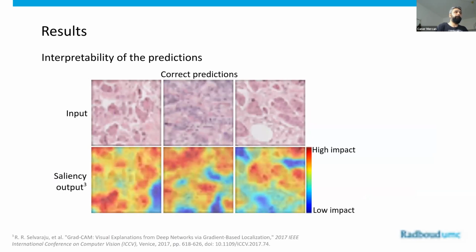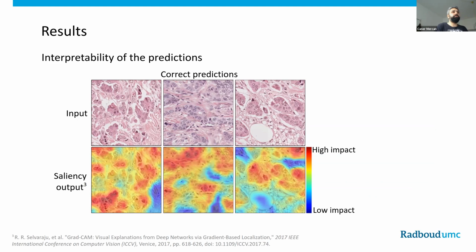Of course, making correct predictions is important, but it's more important to show that it's making the predictions based on the correct reasoning. Here, there are 3 examples of correct predictions, and we used Grad-CAM to highlight the areas that played a great role in the predictions. In these examples, such areas are shown from yellow to orange to red with increasing impact. The areas with blue hues correspond to little to no impact. As you can see, the patches with correct predictions showed strong activation around nuclei.